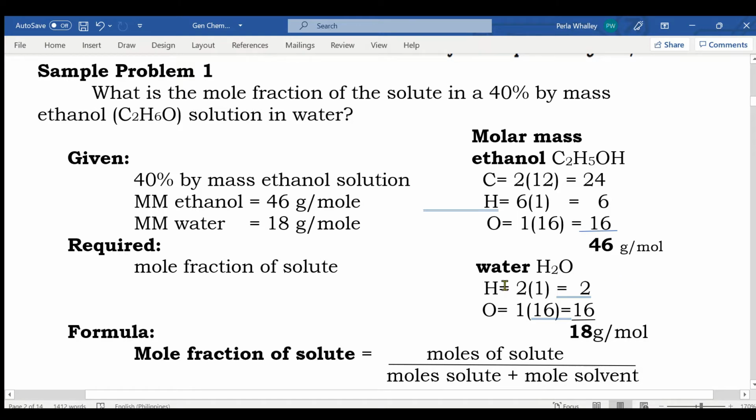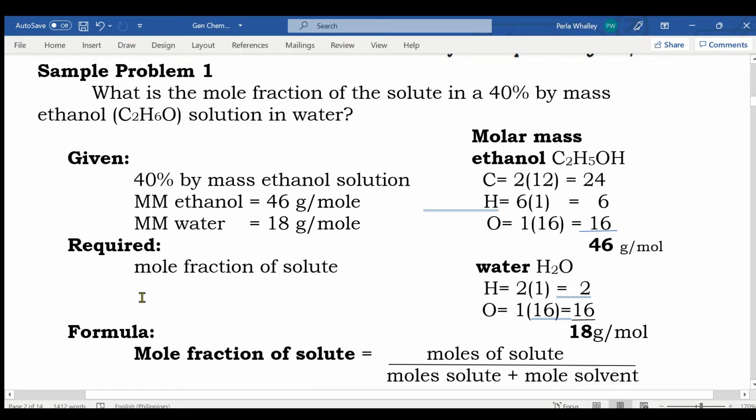Okay, water, H2O, elements present, H and O. There are 2 hydrogen, 1 oxygen. Hydrogen has an atomic mass of 1. Oxygen has an atomic mass of 16. Multiply 2 times 1, plus 16, add, 18 grams per mole.